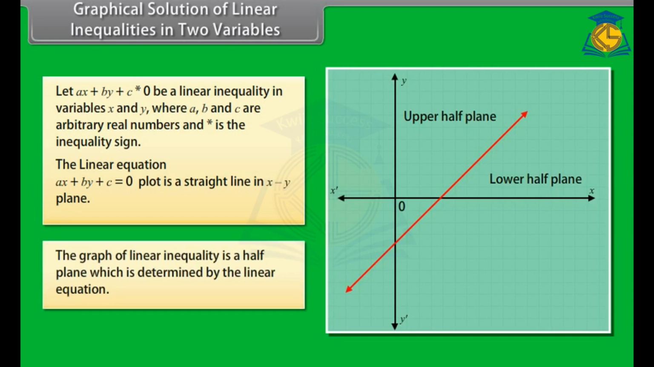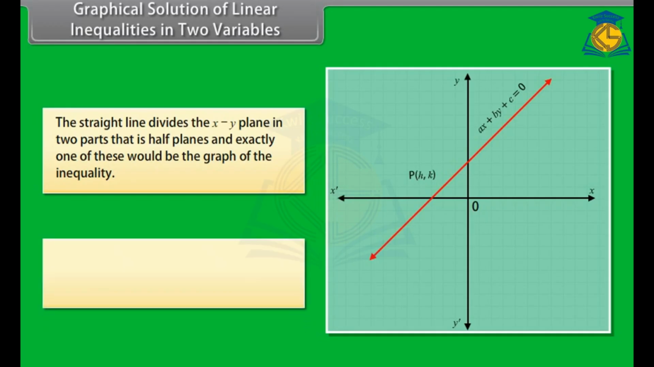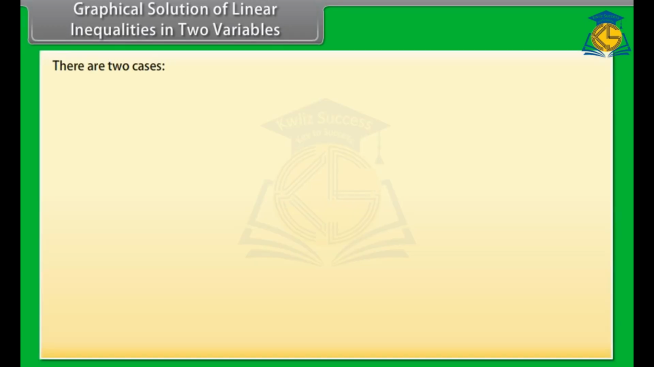The graph of linear inequality is a half plane, which is determined by the linear equation. The straight line divides the xy plane in 2 parts, that is, half planes, and exactly one of these would be the graph of the inequality. To decide as to which of the half plane is the solution of linear inequality, we take an arbitrary point P(h, k). There are 2 cases.